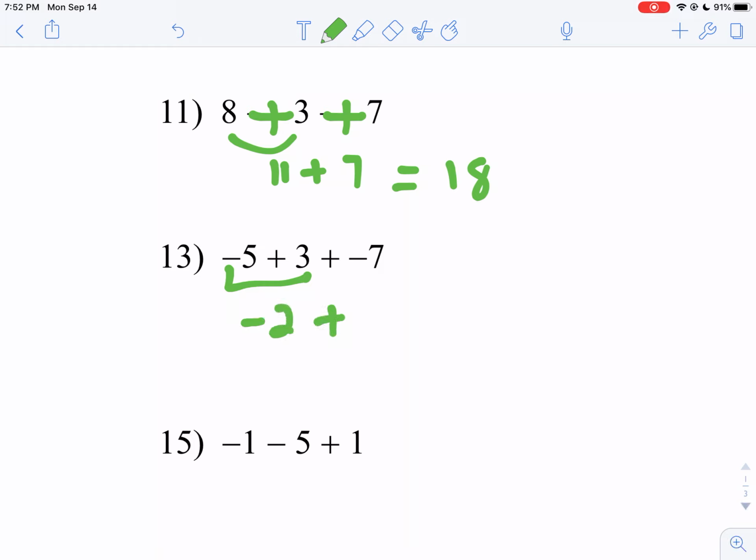And then you have a plus and a -7. So here you are adding 2 negative numbers. You owe me $2. Then you borrowed $7 more. How much do you owe me total now? You are going to owe me a total of $9.